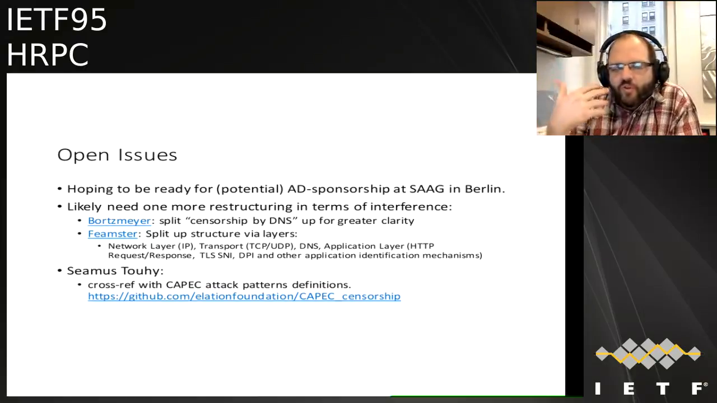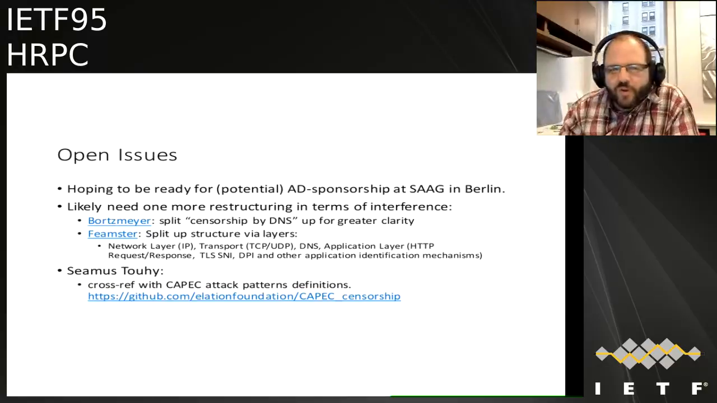There are some really great comments about restructuring this draft from Stefan and Nick Feamster. Stefan rightly pointed out that our DNS section was way too tiny. There's a bunch of really neat, clever things DNS sensors can do that we're going to put in there. And Nick Feamster made the good suggestion: why don't we just break this up into a layered structure, right? Where is something inspection or blocking happening in the network, at what layer? That seems to be really powerful.